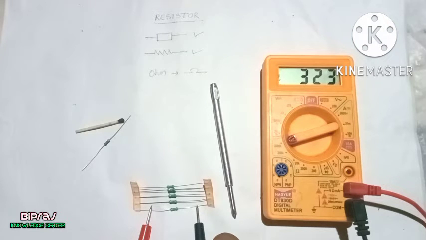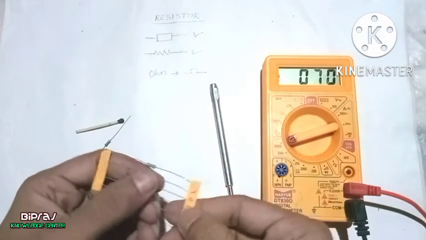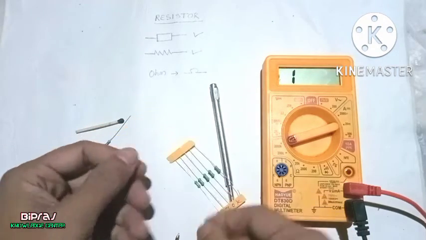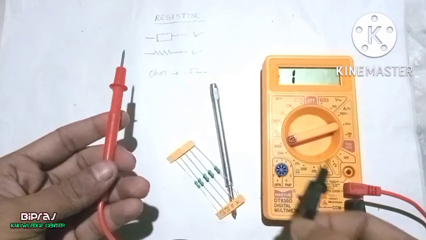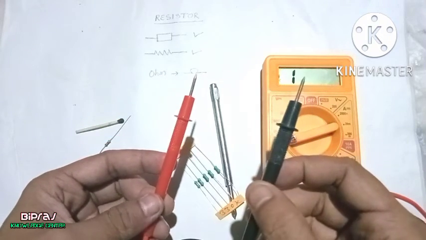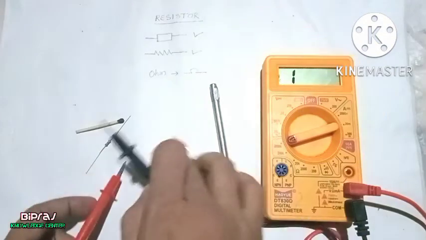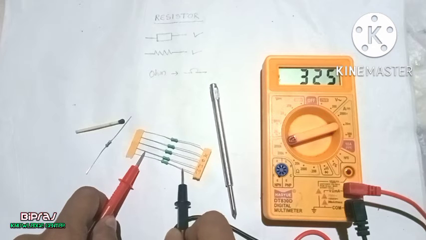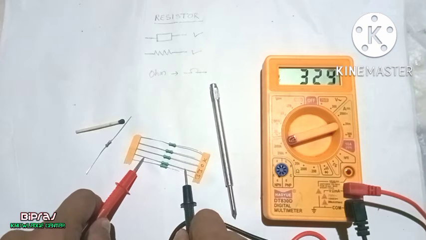It is 323. You can ask me why it is written 330 but it is showing 320 or 323, because the wire and its electrical components also have some resistance. For that reason its value is reducing to 320, even though its actual value is 330.